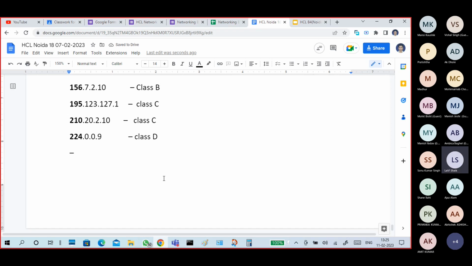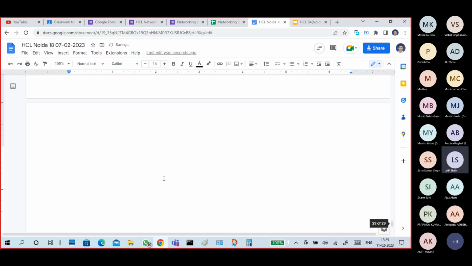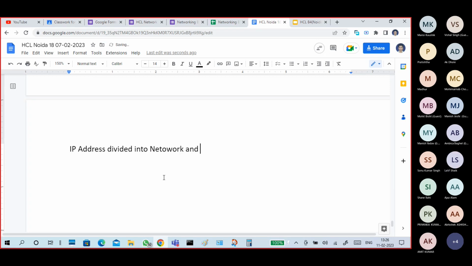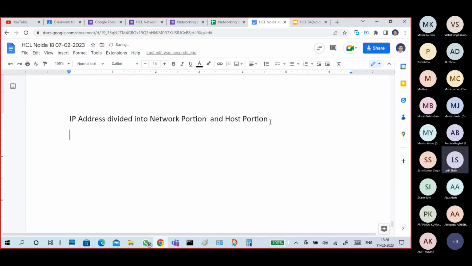This entire IP address is divided into a network portion and a host portion. What are these network and host portions, guys? Just as an example, I am telling this, try to understand.